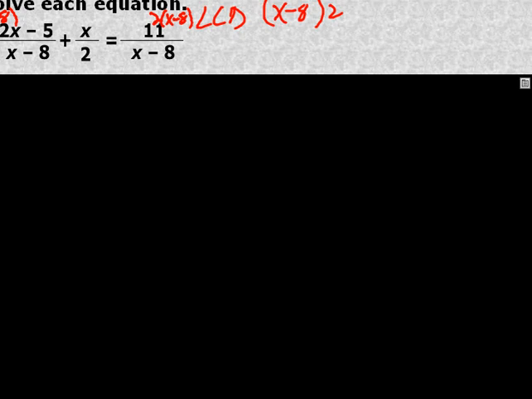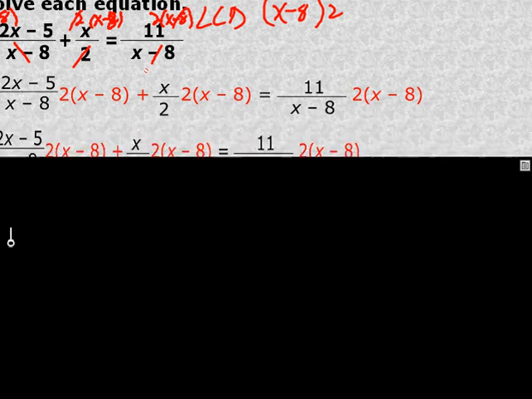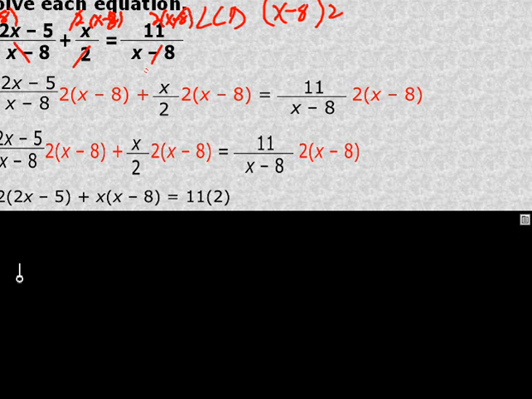When we multiply both sides by 2 times x minus 8, on this side the x minus 8 is going to cancel out. On this side, I forgot about this one, x minus 8 times 2. Here the 2's are going to cancel out, and here again the x minus 8 is going to cancel out. So here I'm left with 2 times 2x minus 5. Here I have x times x minus 8, and here I have my 11 times 2.